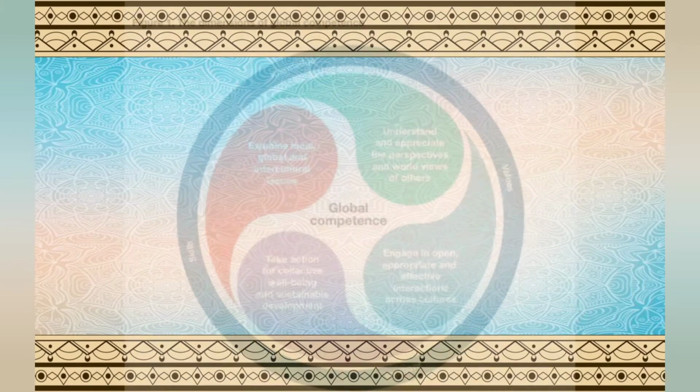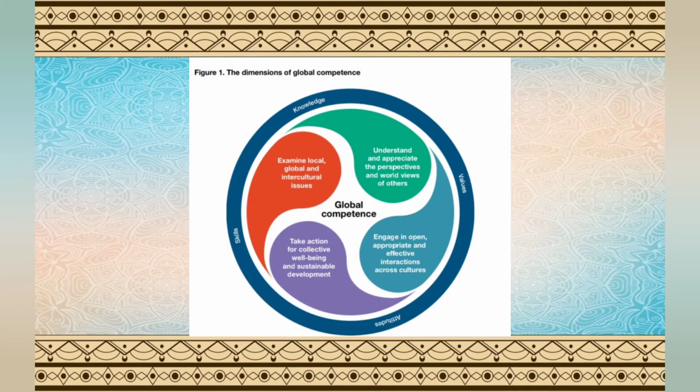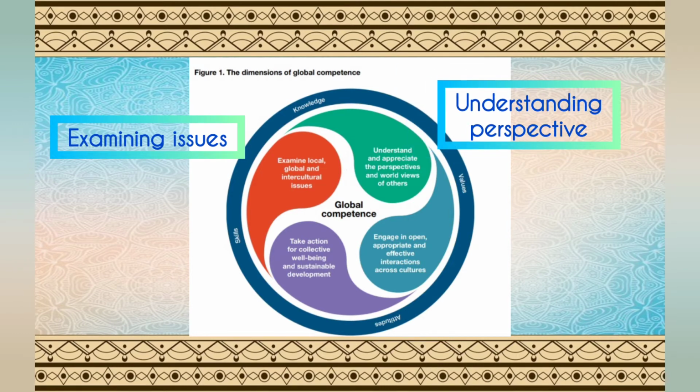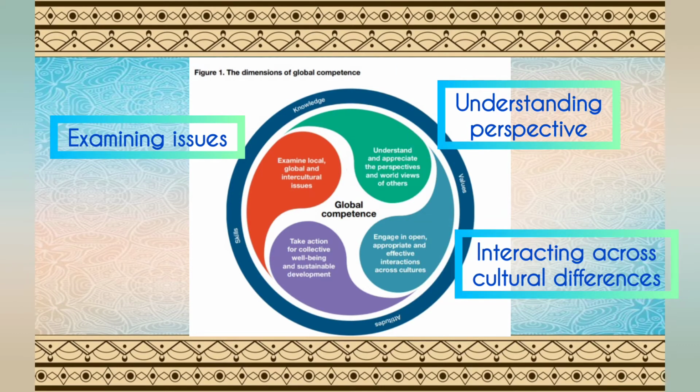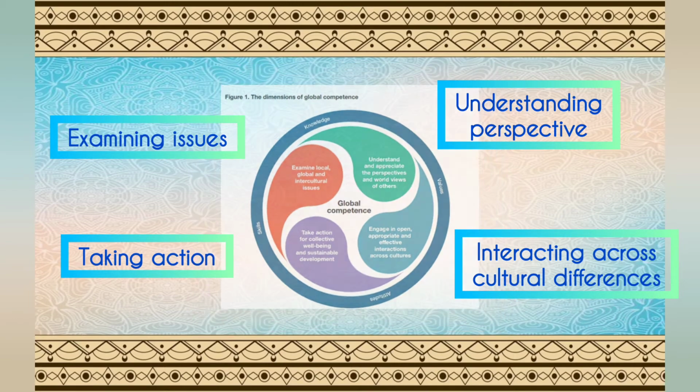The figure shows that competence is not merely a specific skill, but a combination of knowledge, skills, attitudes, and values. The figure shows how global competence is defined as the combination of the 4 dimensions: examining issues, understanding perspectives, interacting across cultural differences, and taking action, and how each dimension builds on specific knowledge, skills, attitudes, and values.